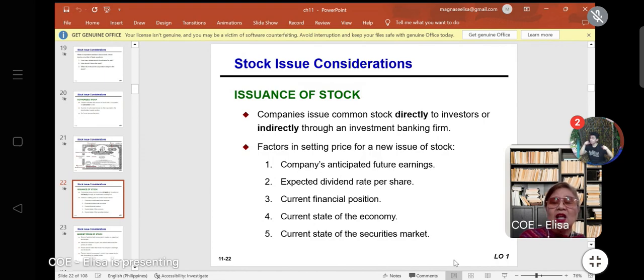Anticipated future earnings, expected dividend rate per share, current financial position. I think the companies were reported to have incurred losses, so it impacted the market value of Dito. The current state of the economy, it could be global. Of course, it is now global, the impact on our economy because of the war in Russia, which affected the supply of oil. The current state of the securities market.